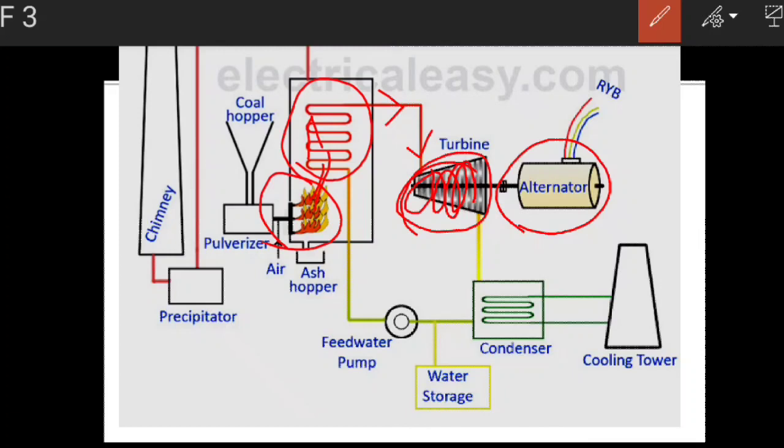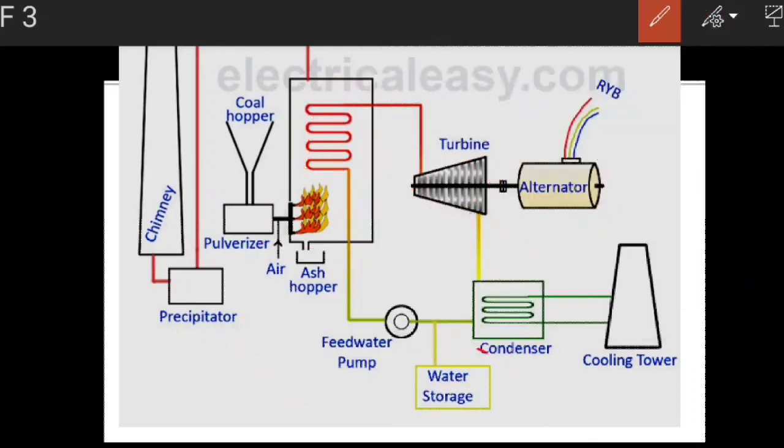After that the steam from the turbine is transferred towards the condenser. In the condenser the steam gets condensed, which means it is converted into liquid. To complete this condensation process we require the cooling tower.